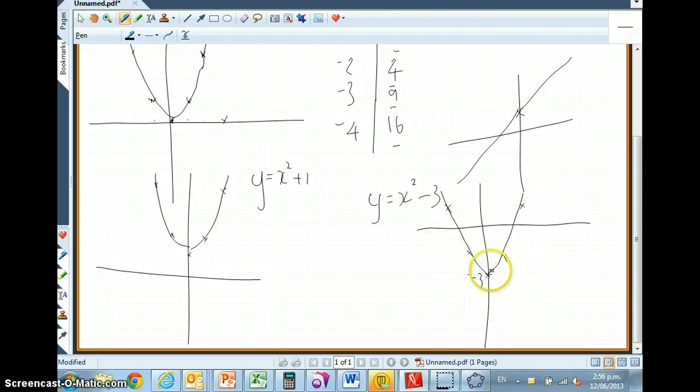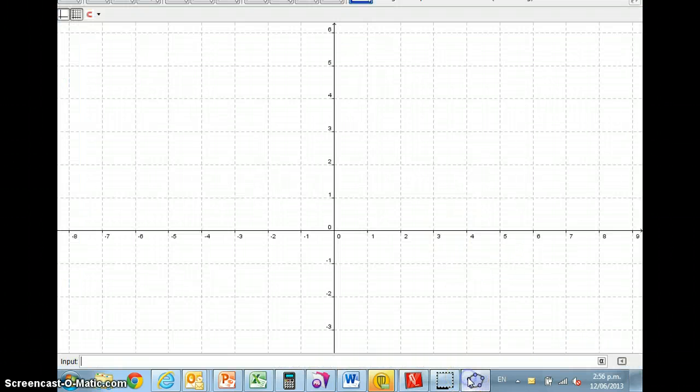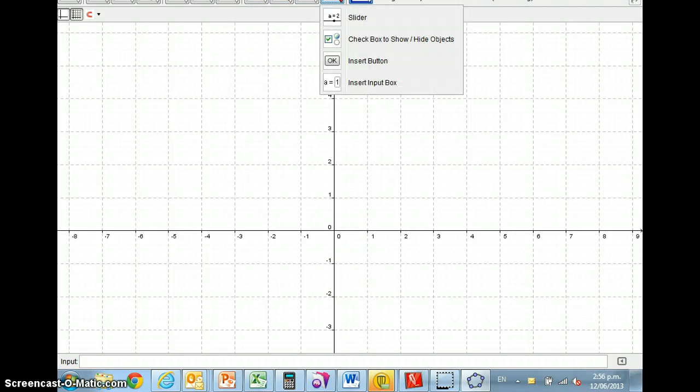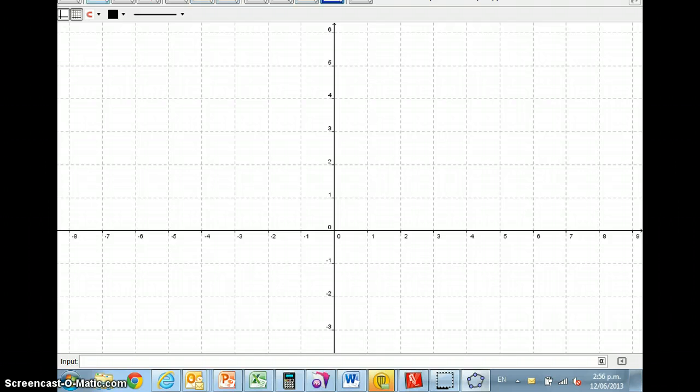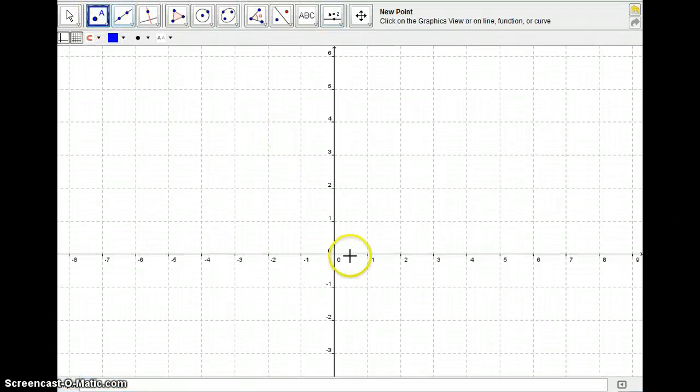Okay, if I showed it to you on a grid so it's more clear. Minus 3, across 1, up 1, across 1, up 1, across 2, up 4, across 2, up 4, across 3, up 9. Okay, so that's the kind of shape.